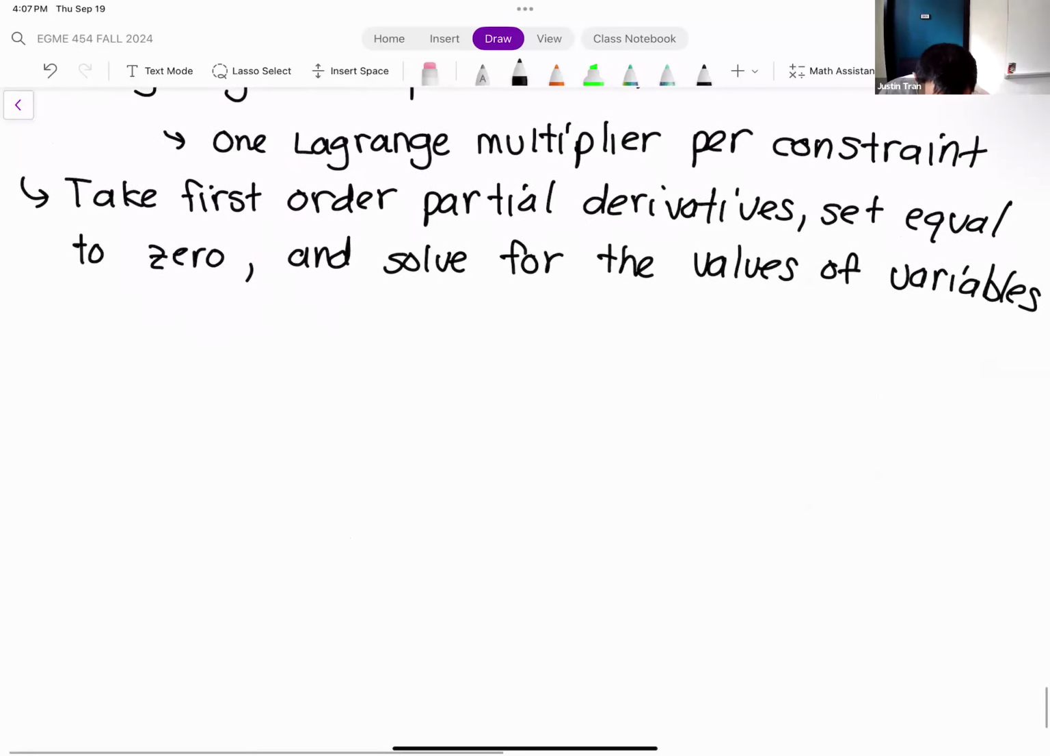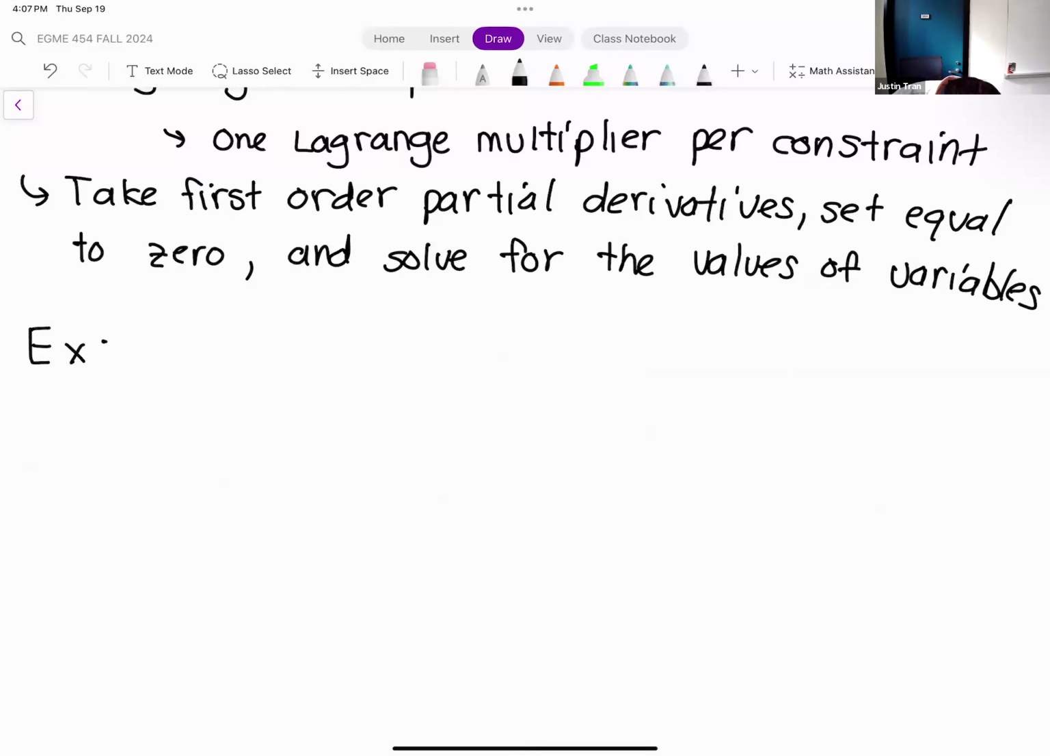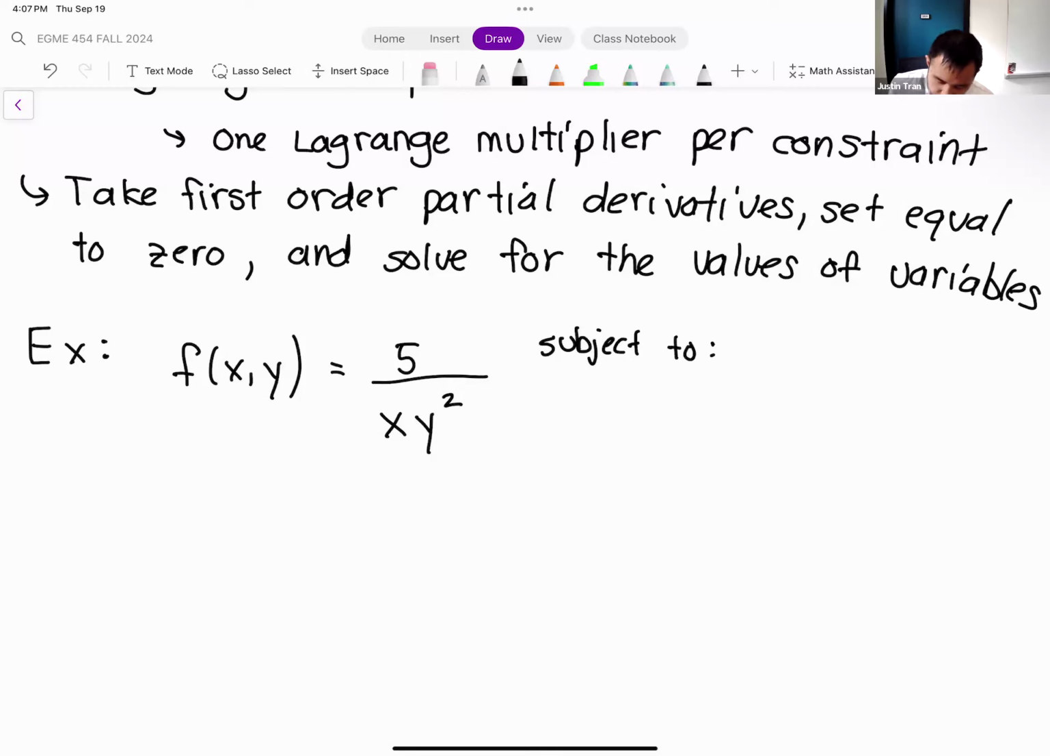Okay, so let's do an example just so you can see how this all comes together. Okay. So let's consider a two-dimensional optimization. So our two design variables in this case are going to be x and y. Okay. Let's say that f of x and y is equal to 5 over x times y squared. Okay. So that's our objective function. Right, so this objective function is going to be subject to the following constraint.